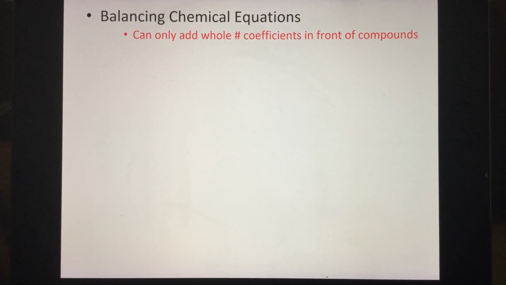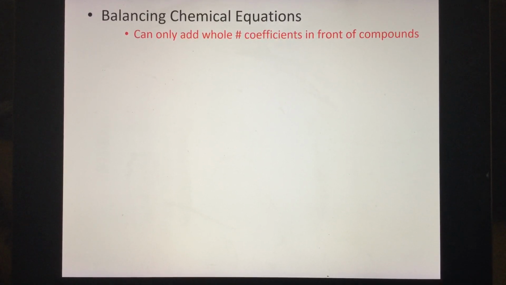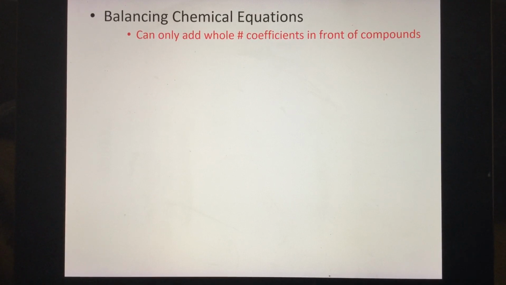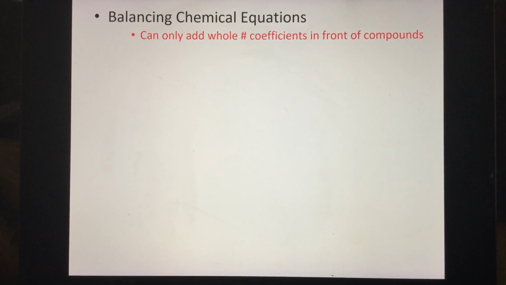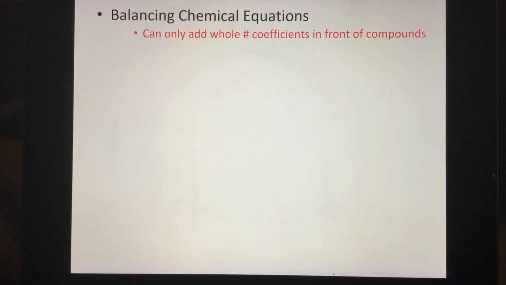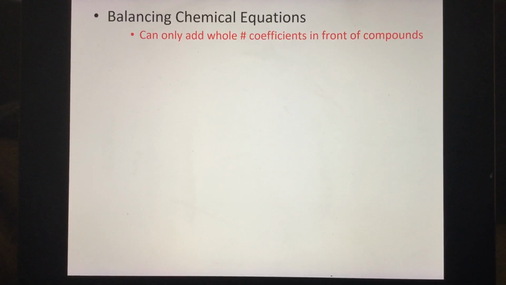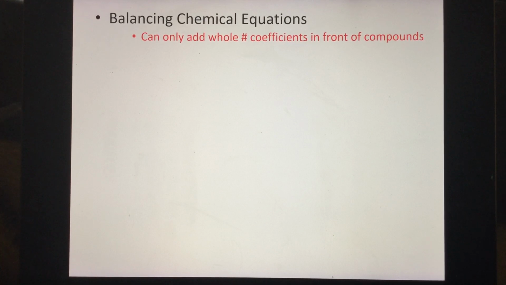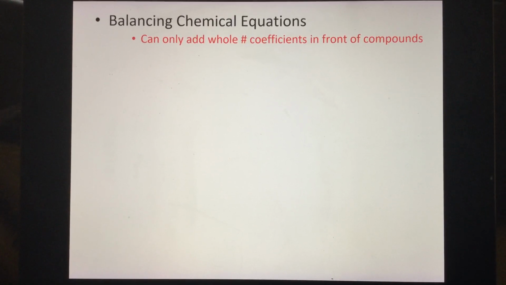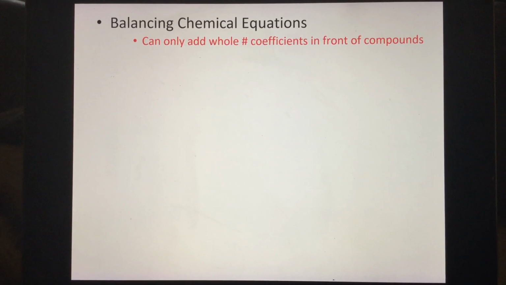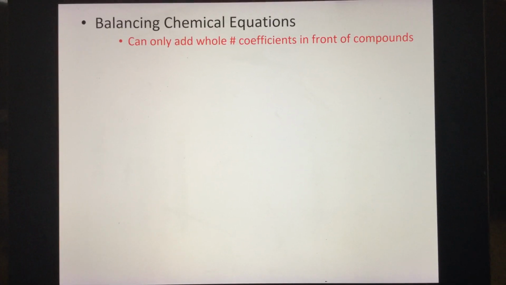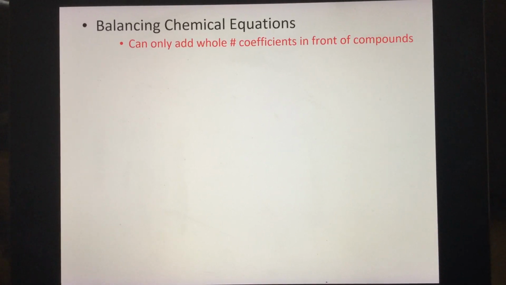One thing in terms of balancing: the only thing we can do to balance the reaction or equation is add whole number coefficients in front of the compounds. We cannot change the little subscripts in the formulas, like when we're crisscrossing charges, or the little numbers with the prefixes for molecular compounds and organic compounds. We can't change those because then that changes the substance.